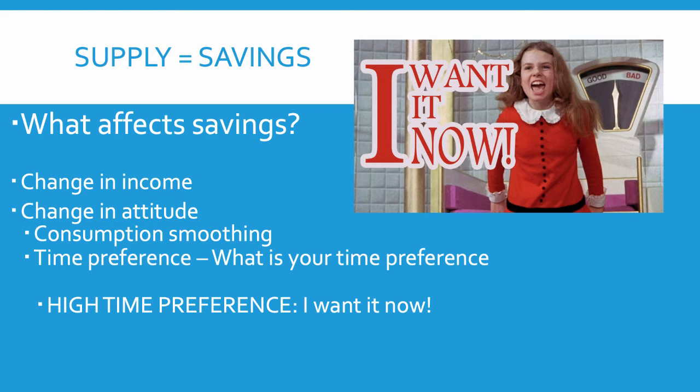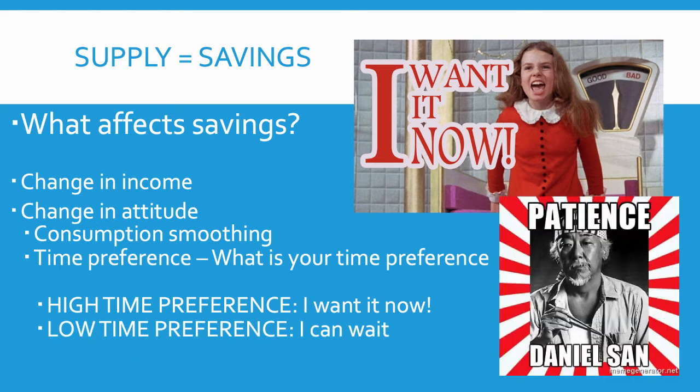And we talked a little bit about high time preferences when we were dealing with behavioral economics. Low time preference is the person who can be patient, the person who can wait. People who save and save a lot tend to have a low time preference. They don't consume a lot now because they're putting money into their savings. So when we talk about savings, these are the things that primarily affect the position of the supply curve: changes in income and changes in attitude.